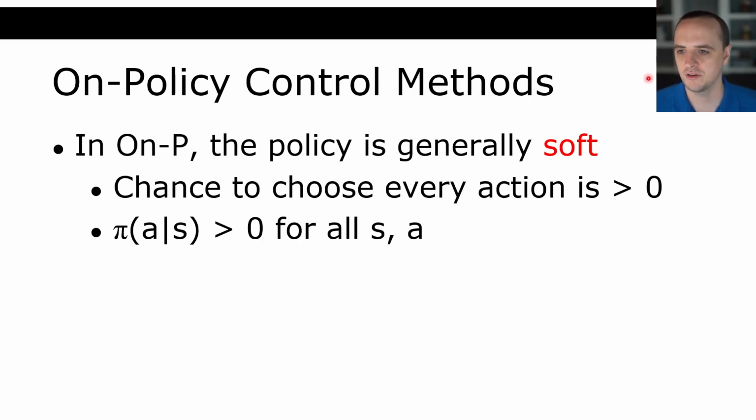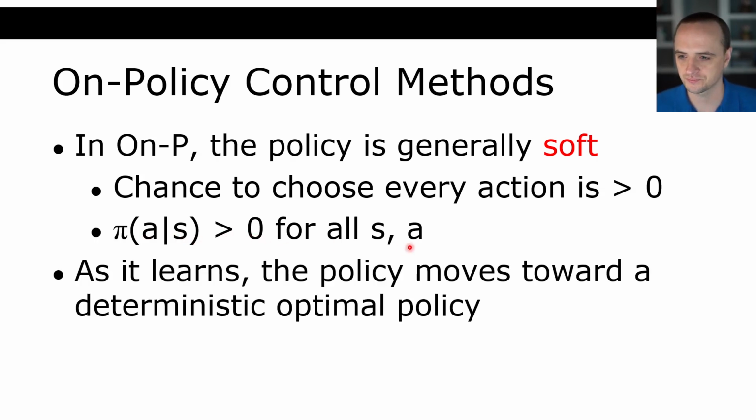So in on-policy, the policy is generally what we call soft, okay? A soft policy is one in which you have a chance to select any action. There's never a hard policy, which means you always take this action. So the chance to choose every action is always greater than 0. That means that within your policy pi, the probability of choosing an action A at state S is always greater than 0 for all S and all A. As it learns, the policy moves towards a deterministic optimal policy.